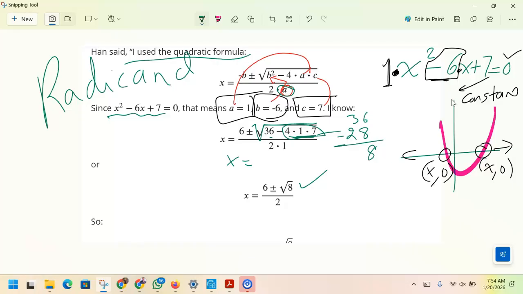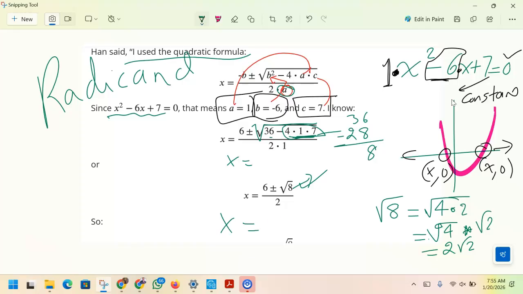So one with plus, and remember this square root of 8, what is it? We can reduce this and write it as 4 times 2. And square root of 4, we can separate this, and square root of 4 is 2. So this is 2 root 2. So what's happening is x is 6 plus or minus, instead of root 8, we can replace it by 2 root 2, and then divide by 2.